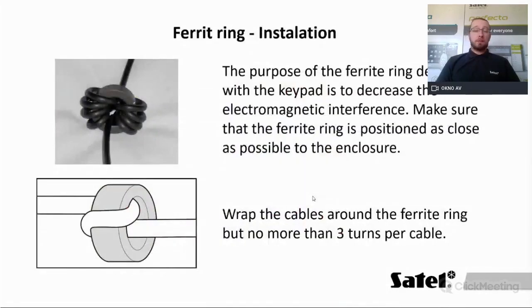Okay, with every TSI, there is a ferrite ring. Please use it. Wrap it around 3 times per cable to clean all the interference on the cable. Please don't do it too much like you see on the screen. Just 3 times will be enough, and put it as close as possible to TSI. This sometimes could help to solve any kind of problem with electromagnetic interference on the cable.